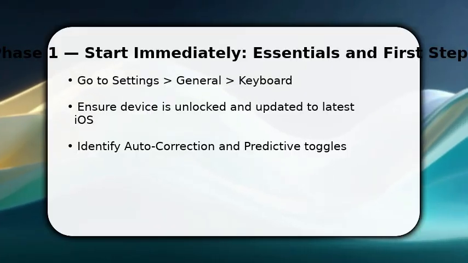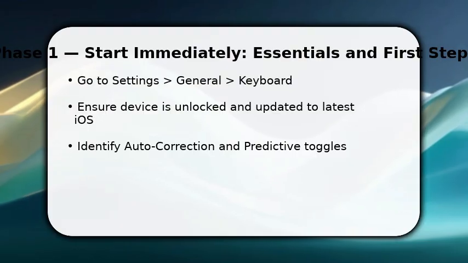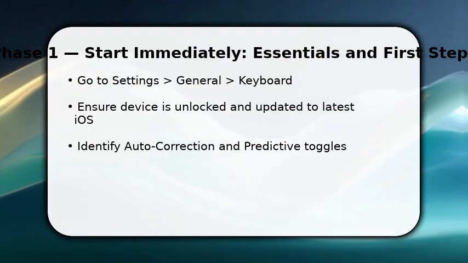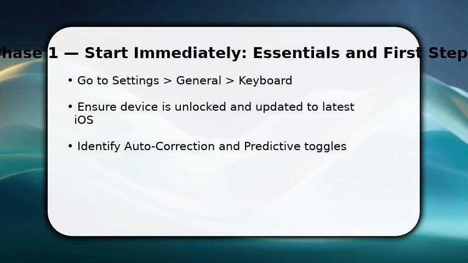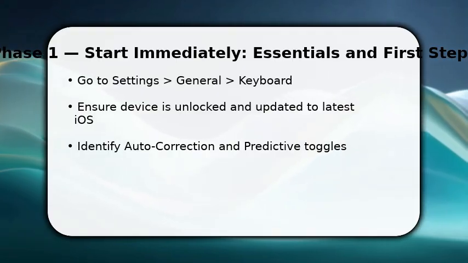You start in Settings, so open General and tap Keyboard now. Once there, locate Autocorrection and Predictive. These are the controls you'll change. Make sure your iPhone is unlocked and on the latest iOS, as updates can move options.